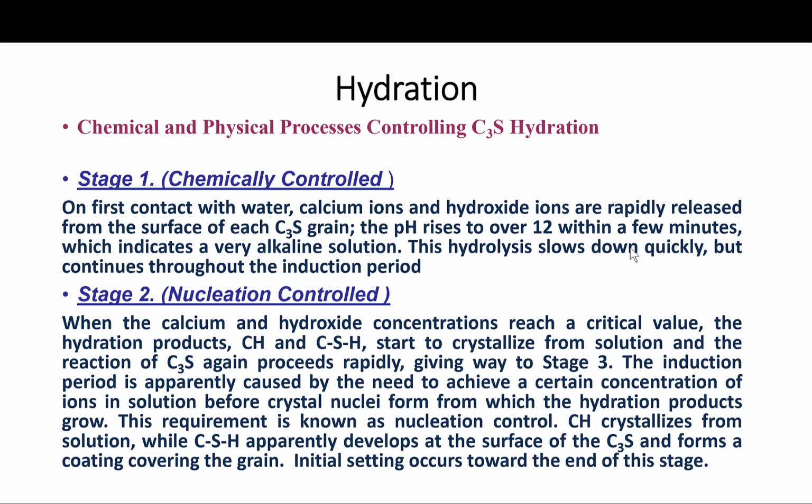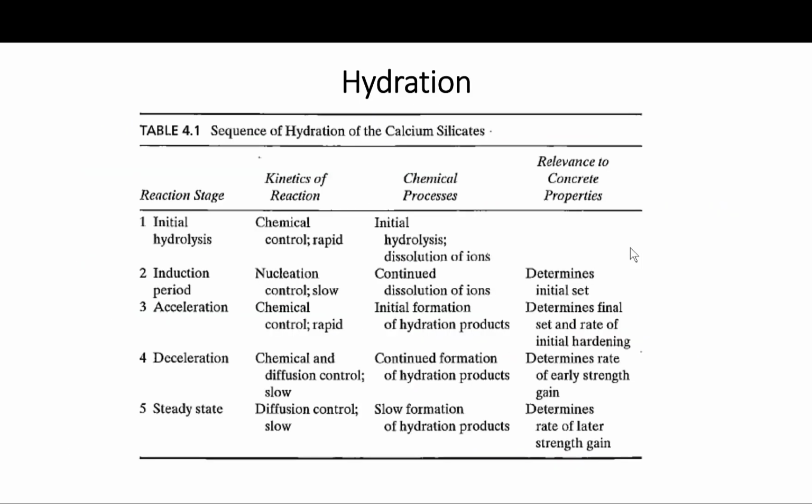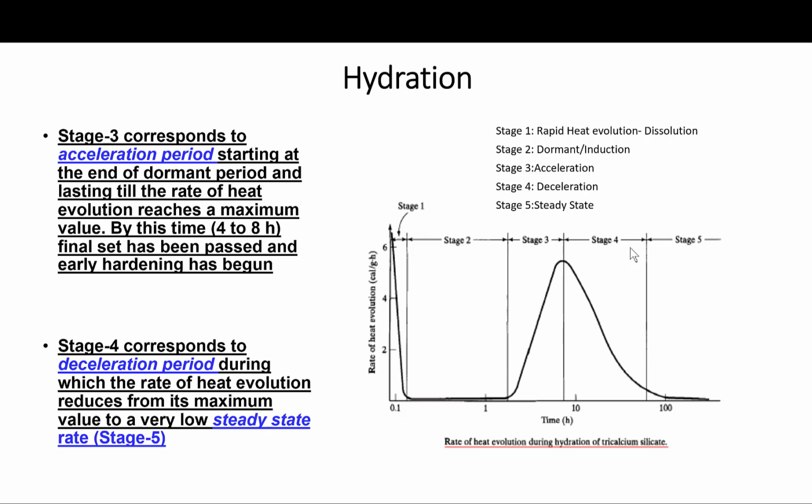So in stage 1, on first contact with water, calcium ions and hydroxide ions are rapidly released from the surface of each C3S grain. The pH rises to over 12 within a few minutes, which indicates a very alkaline solution. This hydrolysis slows down quickly, but continues throughout the induction period. Just keep in mind this curve right here.